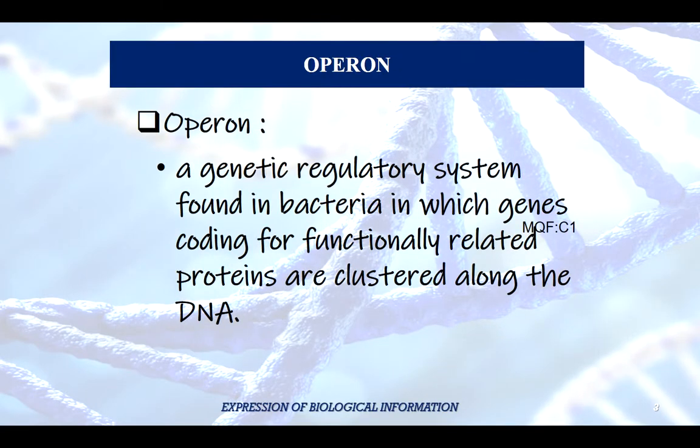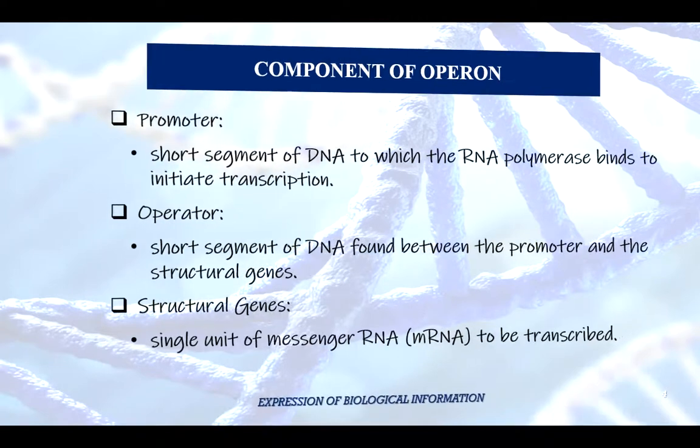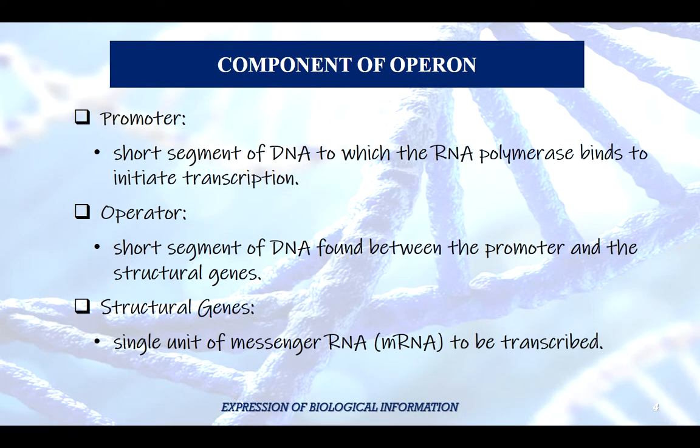What is an operon? An operon is a genetic regulatory system found in bacteria, in which genes coding for functionally related proteins are clustered along the DNA. There are three components of an operon. The promoter is a short segment of DNA to which the RNA polymerase binds to initiate transcription. The operator is a short segment of DNA found between the promoter and the structural genes. And the structural genes are the single unit of messenger RNA, mRNA, to be transcribed.